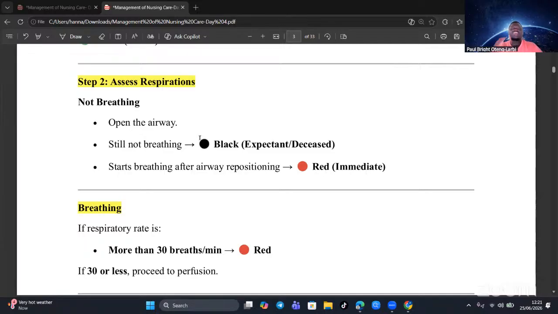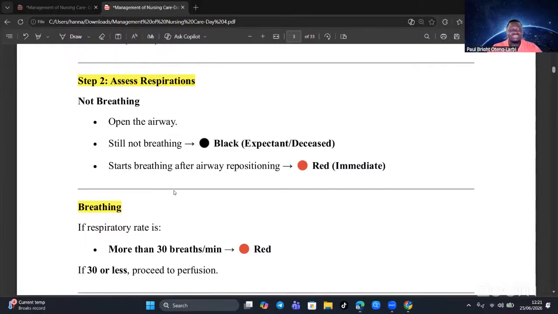If the patient is not breathing, that does not mean push him to black. Assess the airway. Do your airway maneuvers: head tilt, chin lift, or jaw thrust. You have opened the airway. Still, the patient is not breathing. After 60 seconds of not breathing, black. We don't have time for you.